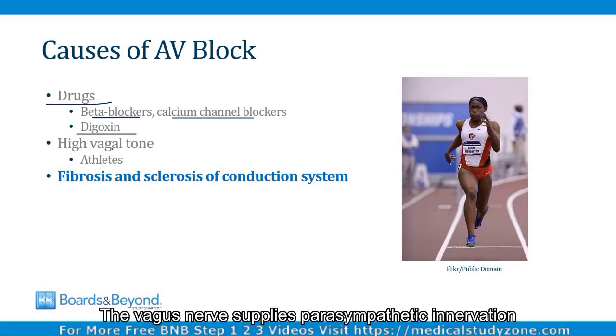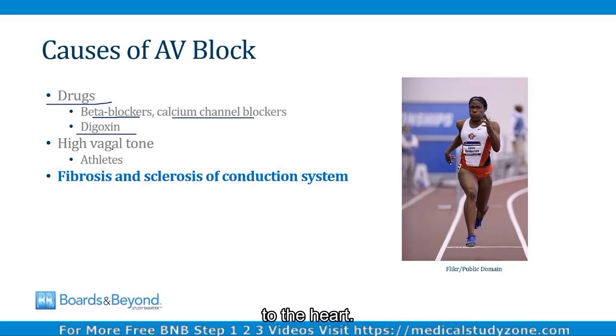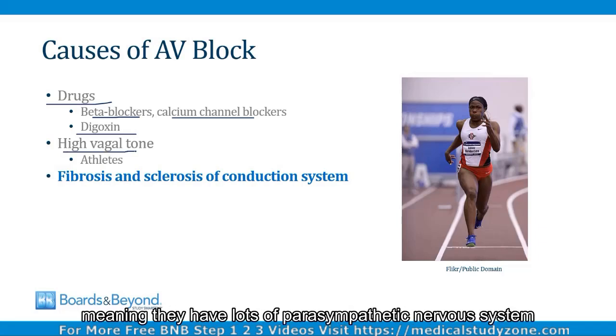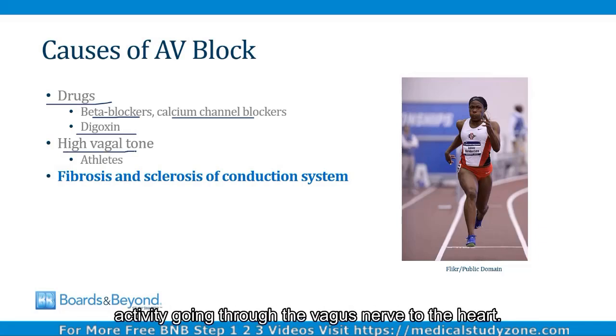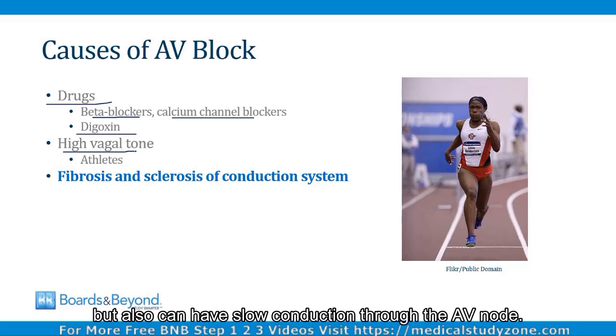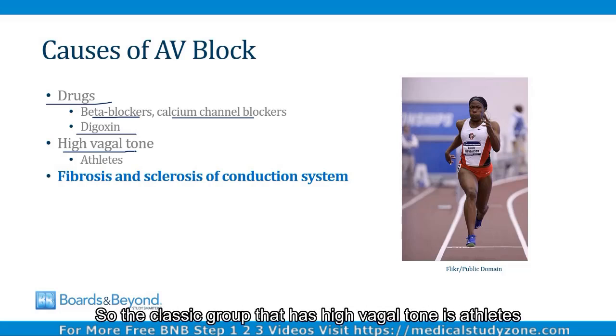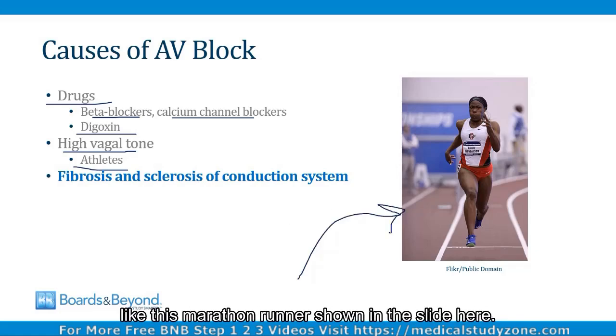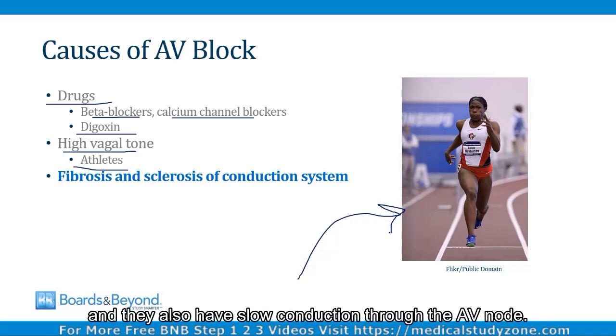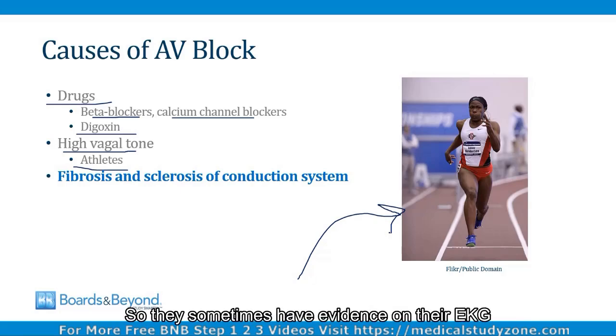The vagus nerve supplies parasympathetic innervation to the heart, so anyone who has high vagal tone, meaning they have lots of parasympathetic nervous system activity going through the vagus nerve to the heart, can have sinus bradycardia, but also can have slow conduction through the AV node. So the classic group that has high vagal tone is athletes, like this marathon runner shown on the slide here, and we mentioned this earlier. Athletes at rest often have a sinus bradycardia, and they also have slow conduction through the AV node, so they sometimes have evidence on their EKG of first-degree AV block or Mobitz type 1 AV block.